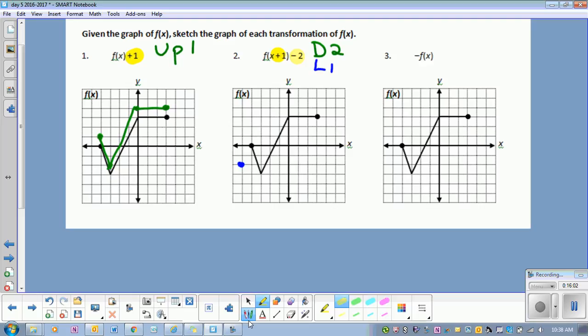So then this guy has to go down 2, left 1. Okay? And then this one. Oh no, why does it keep going to the highlighter? Oh, there we go. Down 2, left 1. Okay. I see you guys are all doing it on your own, so I will leave you be to do that. Down 2, left 1. And then please don't forget to connect your dots. There we go. Does your graph look like mine?